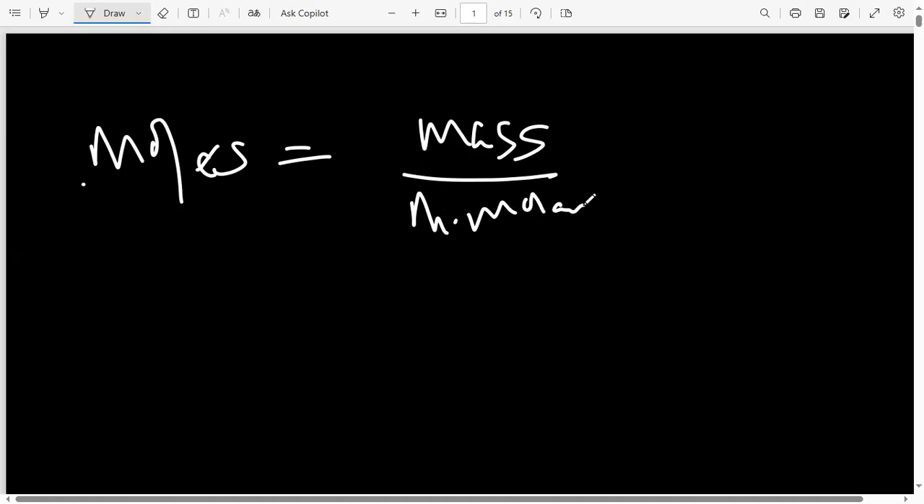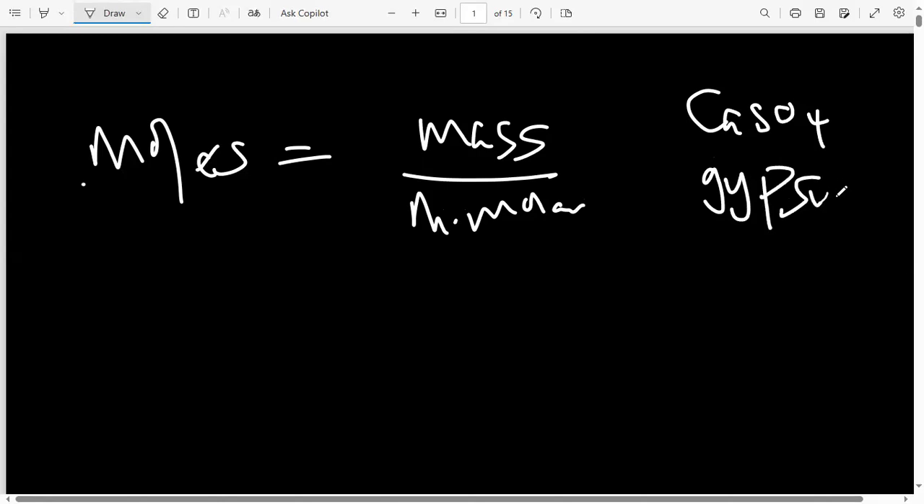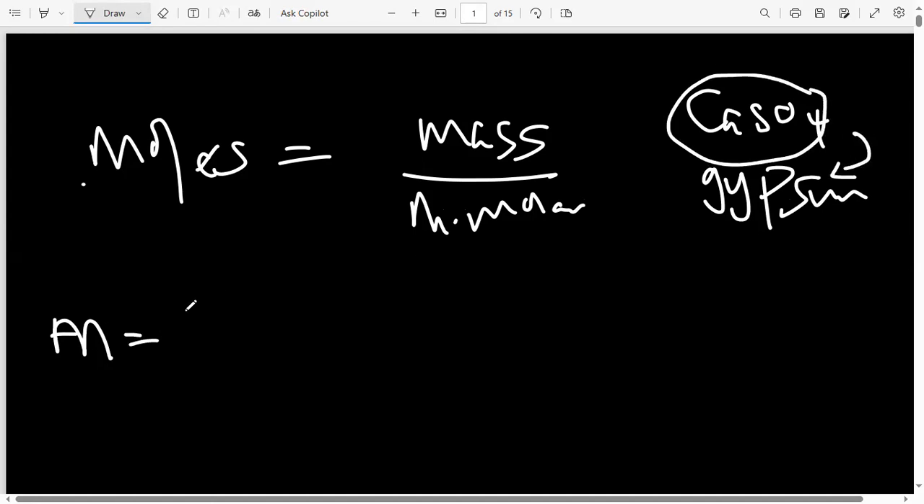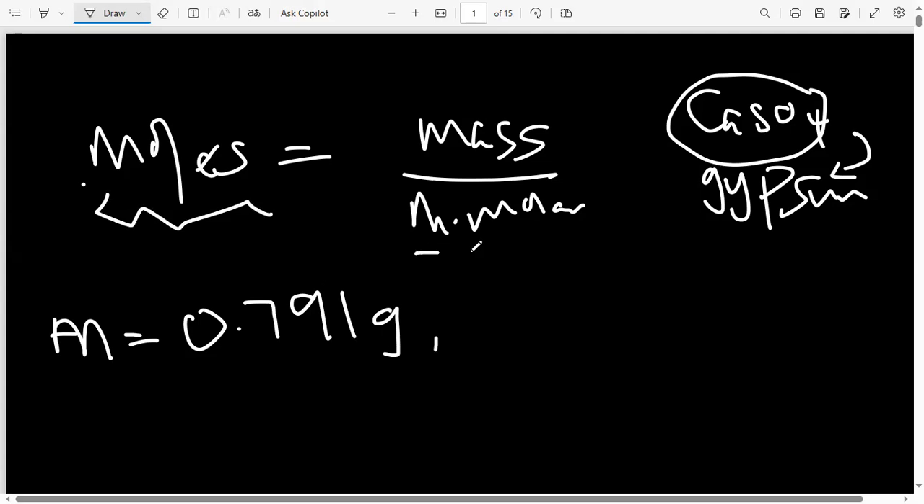What is the mass of the calcium sulfate in the gypsum sample? We are told that the mass of this in this sample is 0.791 grams. For us to find the moles of this calcium sulfate, we need to find the molar mass. We just get the individual molar masses for all the elements in this calcium sulfate, and then we add them together. That will be our molar mass.